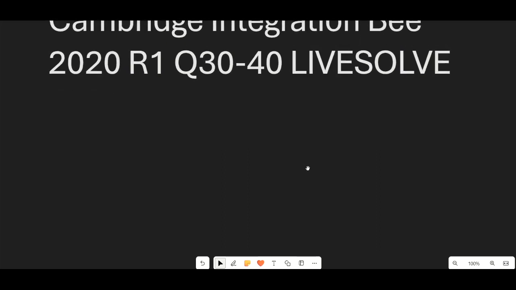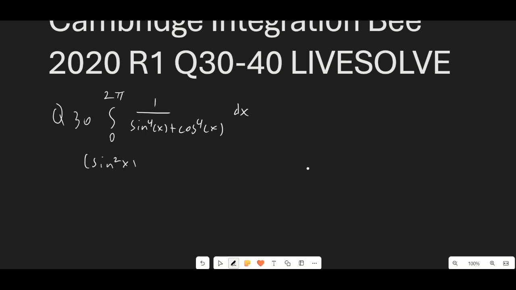So question 30 right here is pretty simple. We have question 30, integral from 0 to 2 pi of 1 over sine to the fourth of x plus cosine to the fourth of x dx. And whenever I see sine fourth plus cosine to the fourth, I always think sine squared of x plus cosine squared of x, which is just 1, and then I square it.